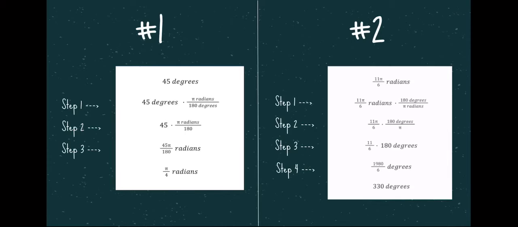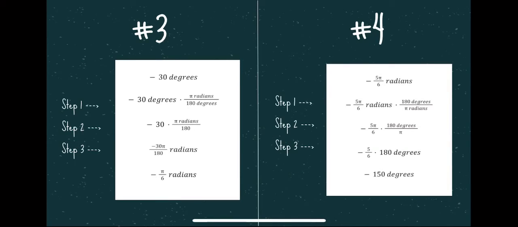Radians cancel out, like I said earlier, and the pi's also cancel out as shown as step number 3. 11 times 180 is 1,980, and you divide that by 6, so the answer is 11 pi over 6 radians, which is equivalent to 330 degrees.